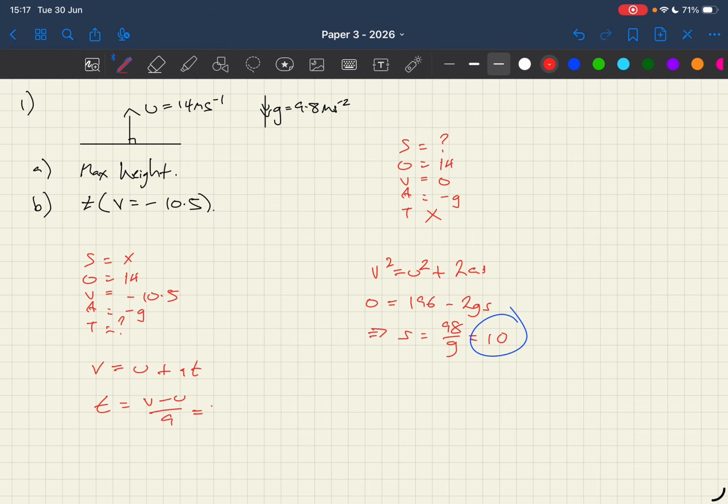Plugging everything in, v is minus 10.5, u will be 14. On the bottom then, we're going to have minus g. So when we plug that all in together in the calculator, we're going to have minus 24.5 on the top, minus g on the bottom. Those minuses obviously cancel out. And what we're left with is 2.5. Just check that on the calculator, make sure it is the right way around. 24.5 divided by 9.8, 2.5. Lovely, jubbly, looks good to me. So question 1, not too bad. Nice, easy start for it, wasn't it?